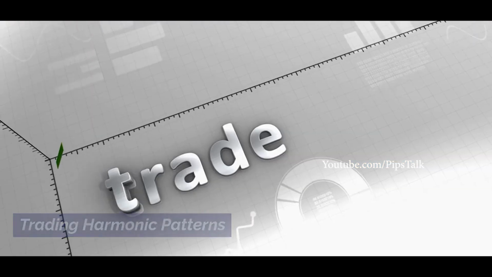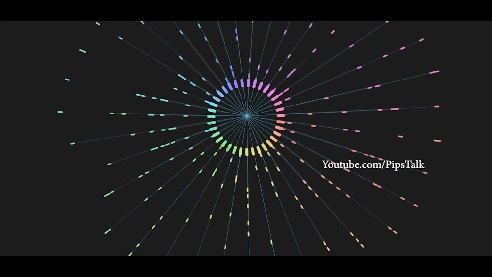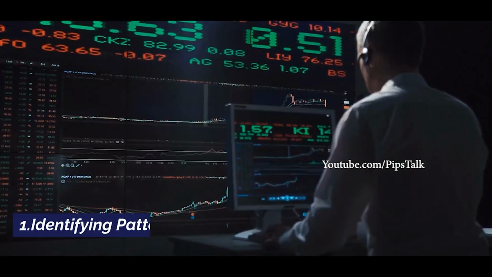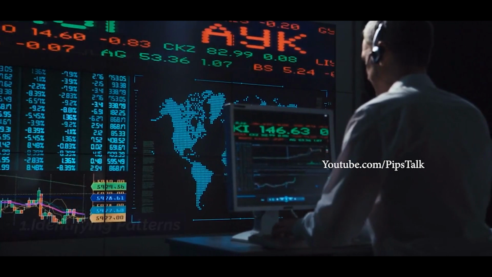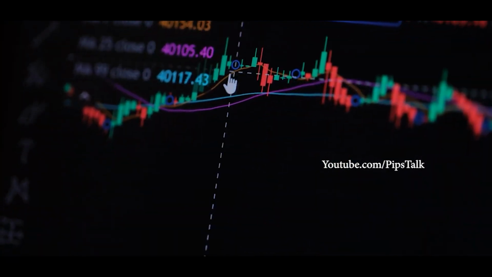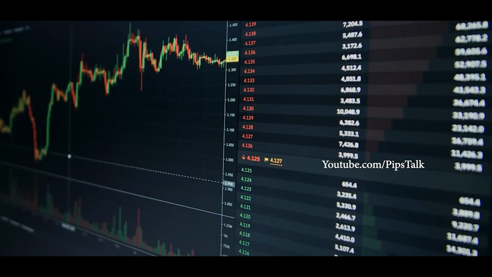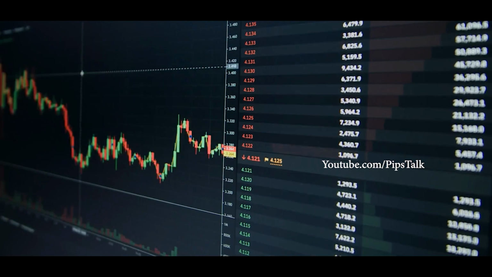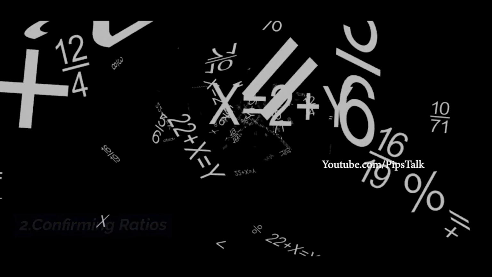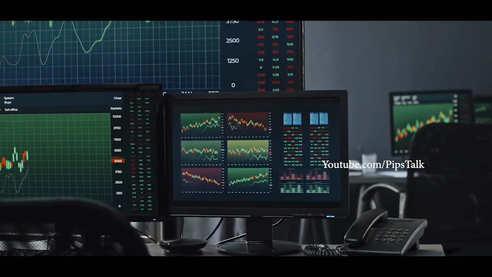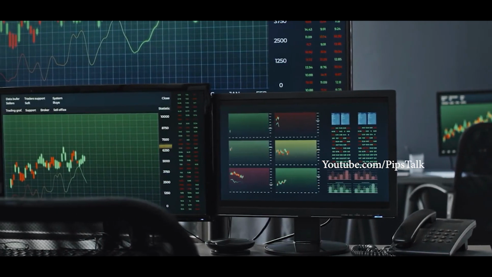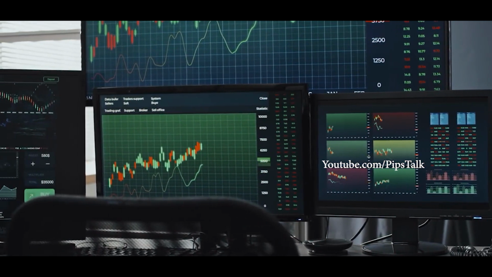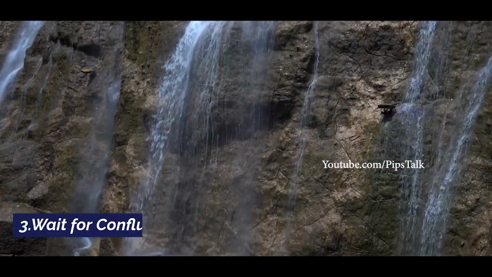Trading harmonic patterns. Trading harmonic patterns is an art that requires patience, discipline, and a keen eye for detail. 1. Identifying patterns. The first step is to identify the pattern forming on your forex chart. This involves spotting the XA leg, the retracements, and the extension. 2. Confirming ratios. Verify that the key ratios, like the 61.8%, 78.6%, and 88.6% retracements, align with the pattern structure.